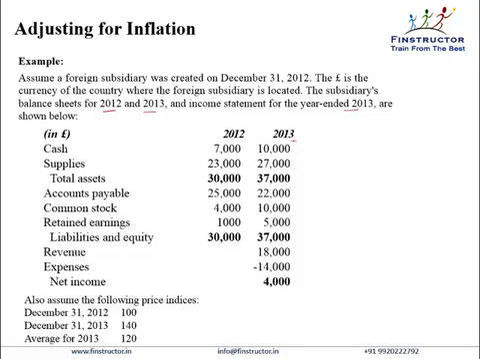In 2013, the revenue was 18,000 pounds. The expenses were 14,000 pounds, giving a net income of 4,000 pounds. There were no dividends, so this entire net income flew into the retained earnings, giving the ending retained earnings of 5,000.